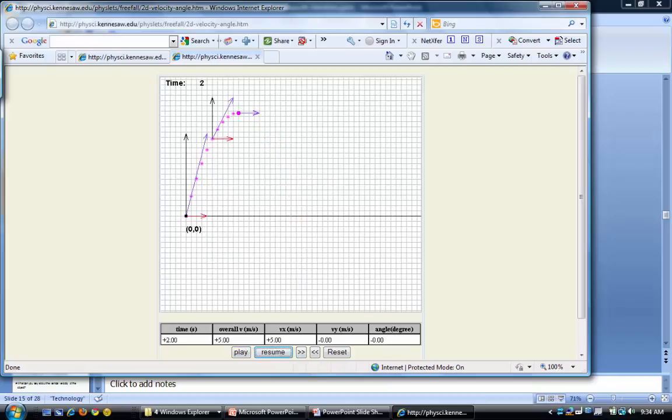Topmost position, the only velocity remaining is the horizontal velocity. So the overall velocity is equal to the horizontal velocity. The vertical velocity is 0. That's the small vertical velocity. Now a small vertical velocity in the opposite direction.